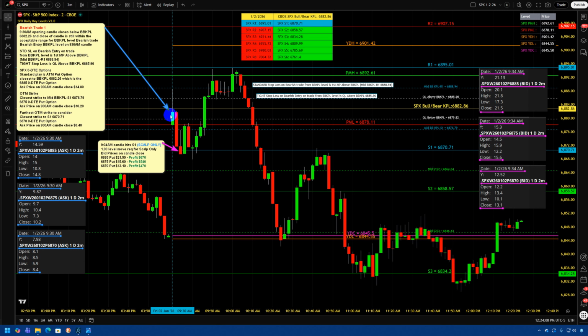The standard play is going to be using an at-the-money option. At the money meaning the closest strike to the level, main level that you're taking the trade from. In this case, it's the bull bear KPL level. And for today's session, the indicator gives the bull bear KPL price as 68.8286. So the closest strike to that is going to be the 68.85 strike, which in this case is going to be a put since we are doing a bearish trade.